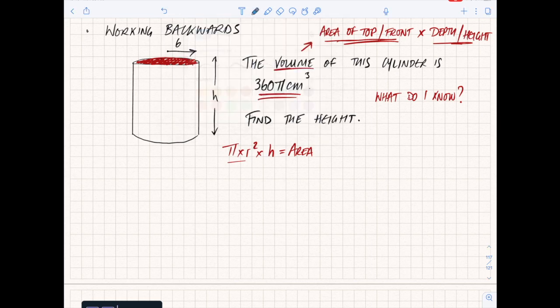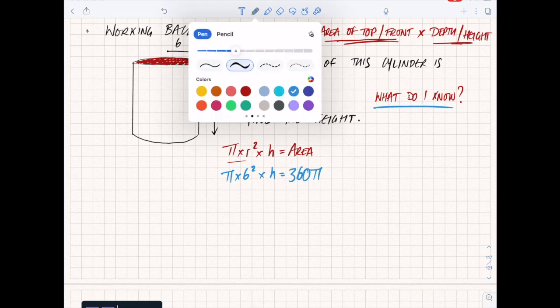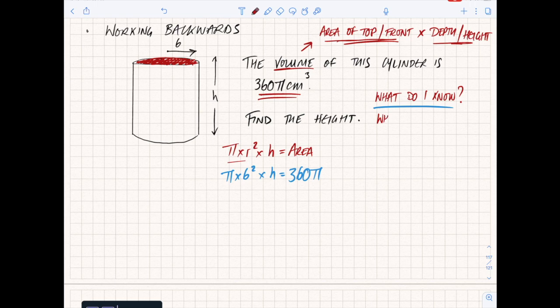So now what you need to do is just substitute in what you know. Well, I know pi, I know the radius, but I don't know the height, and I know the area. Okay, so that's what I know. Then say to yourself, what am I trying to find? So what am I finding? And the answer in this case is the height. Okay, so underline that bit. That's what I'm trying to find.